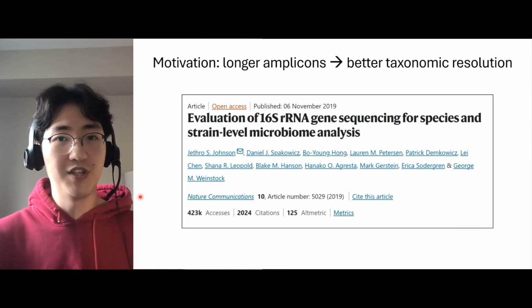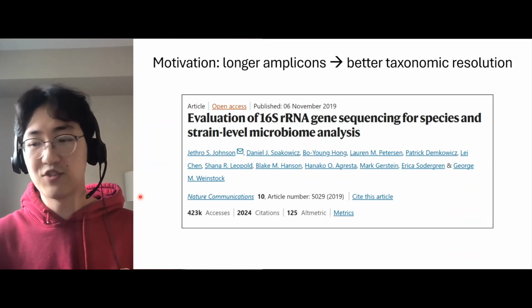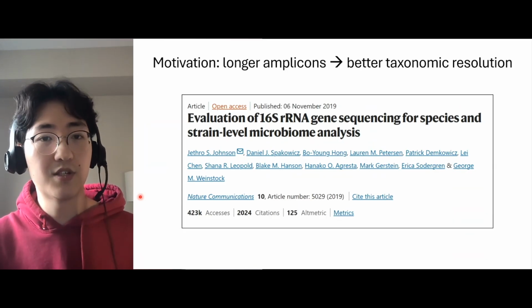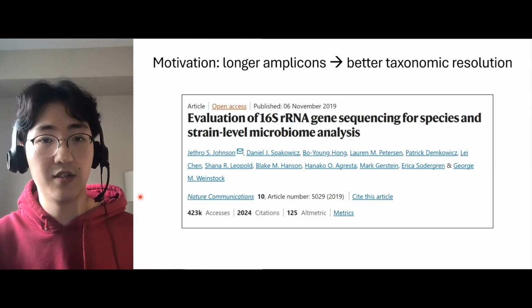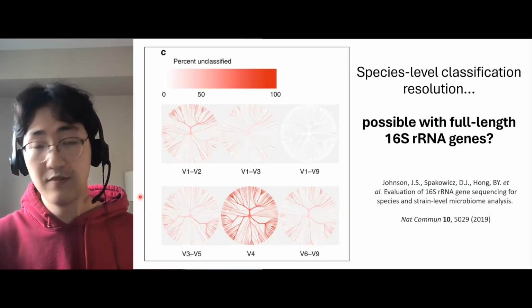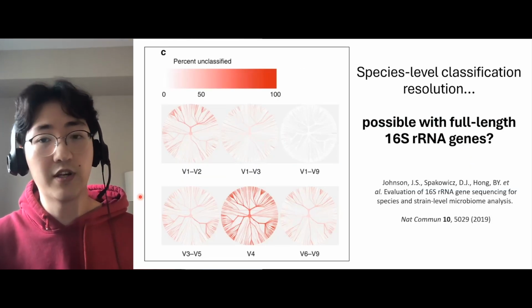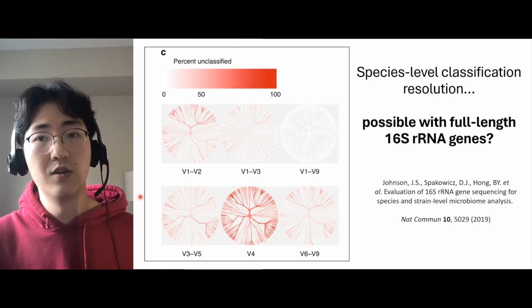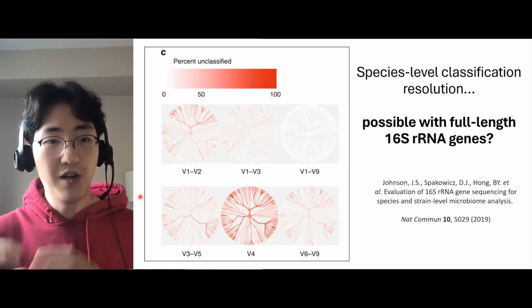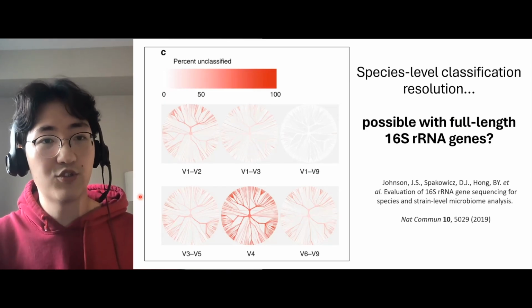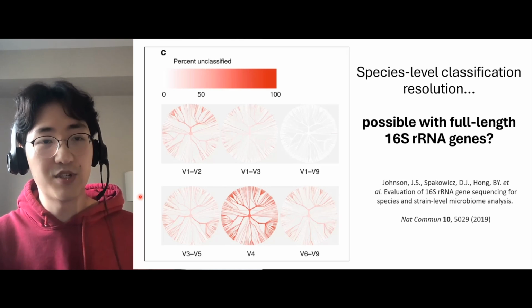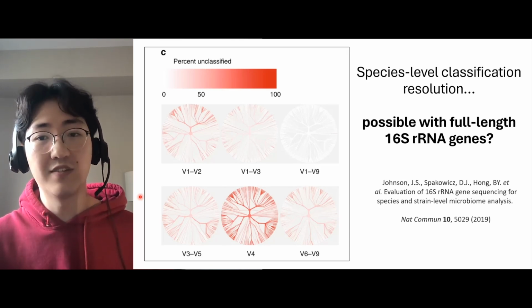The motivation for this is that previous studies have shown that you get much better taxonomic resolution if you use the full-length 16S gene compared to just short reads. For example, this is a very famous figure from this paper by Johnson et al., where they show that across the phylogenetic tree of life here, red is the percent that's unclassified as a function of the specific region of the 16S gene.